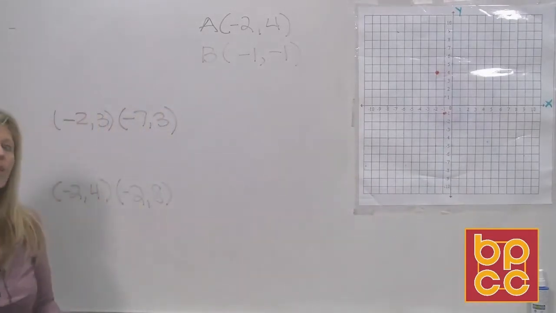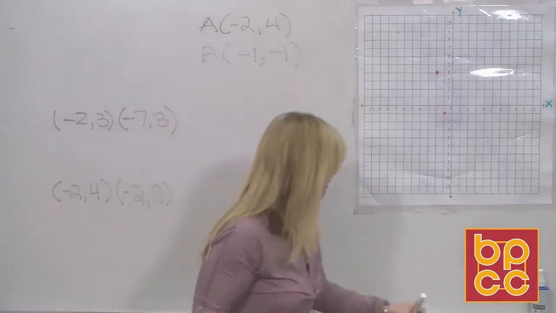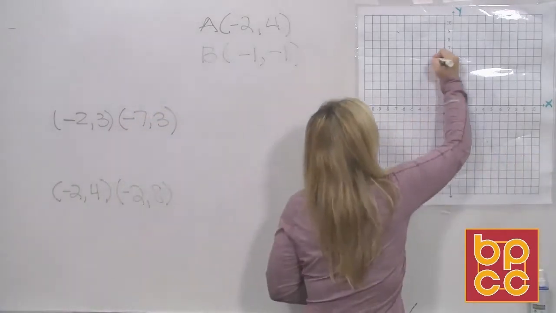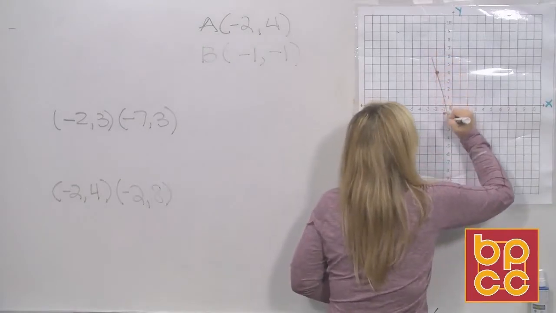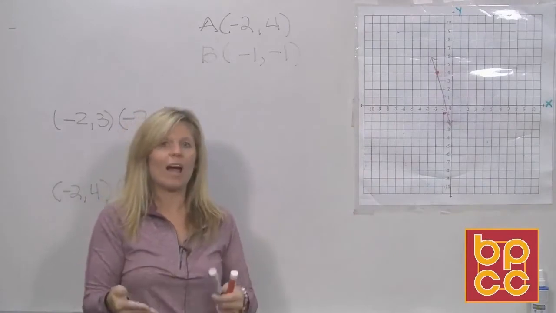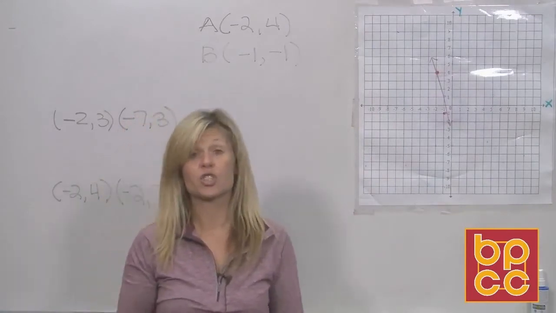And yes, if you connected those 2 points, what type of line would you draw? Very good. You would make a diagonal line. Now, I didn't ask you for this question to graph the line. I asked you specifically to find the slope.